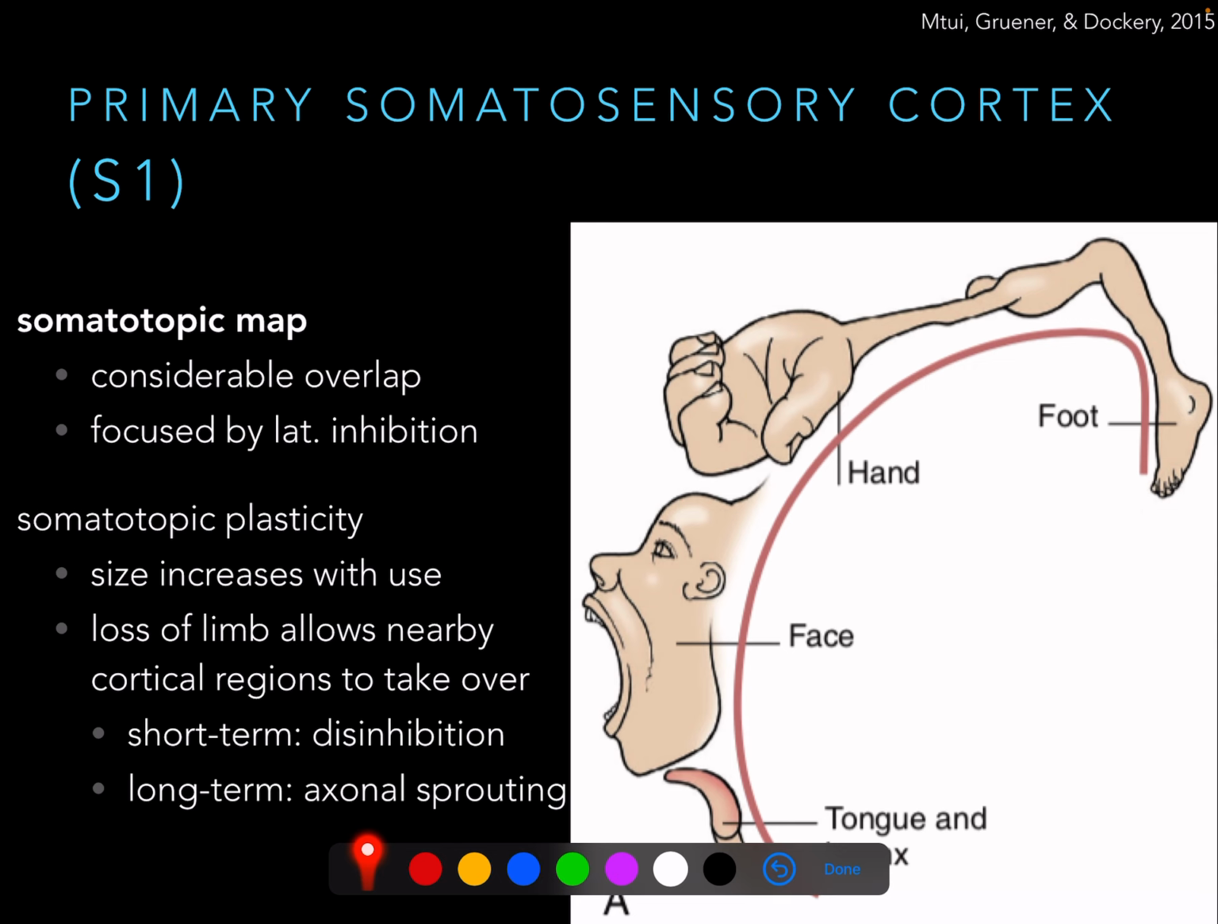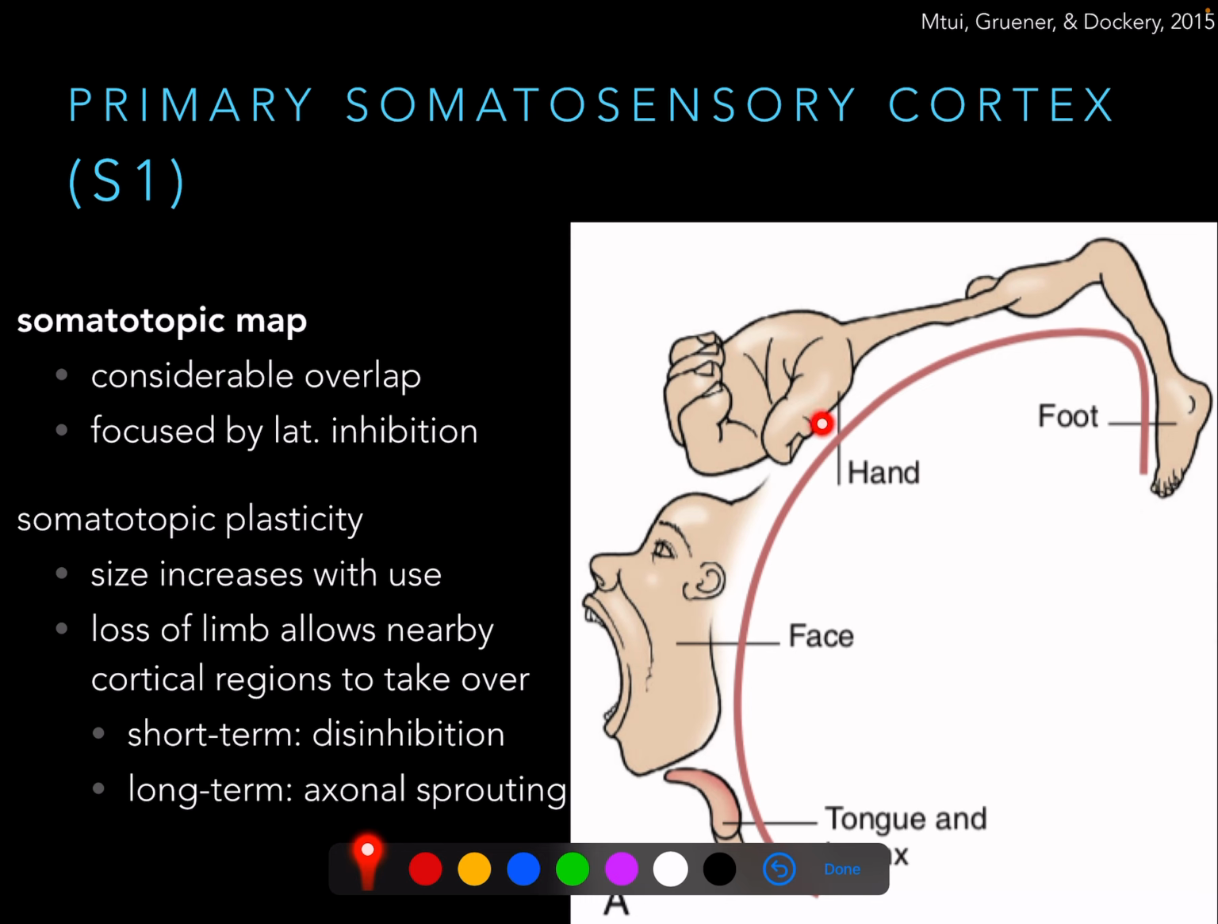So that's incredibly rare. Okay, another kind of sensation that's pretty darn important is somatosensation. And again, there's a map and it makes sense. We've got different cortical columns for all the digits and the upper limb and the trunk and the foot and the face, and you see all that. There's a somatotopic map. There's a lot of overlap, and we do indeed use lateral inhibition to focus it.